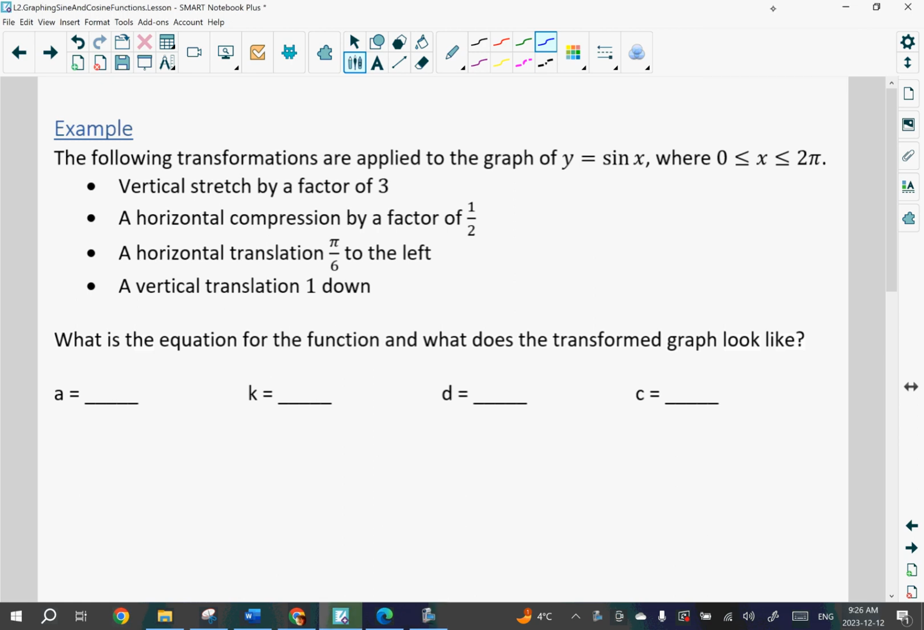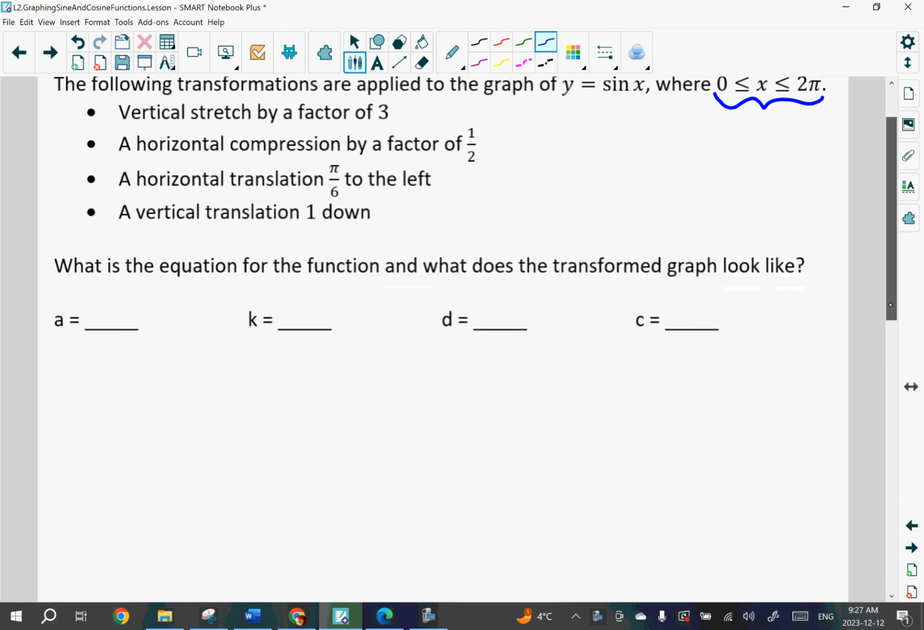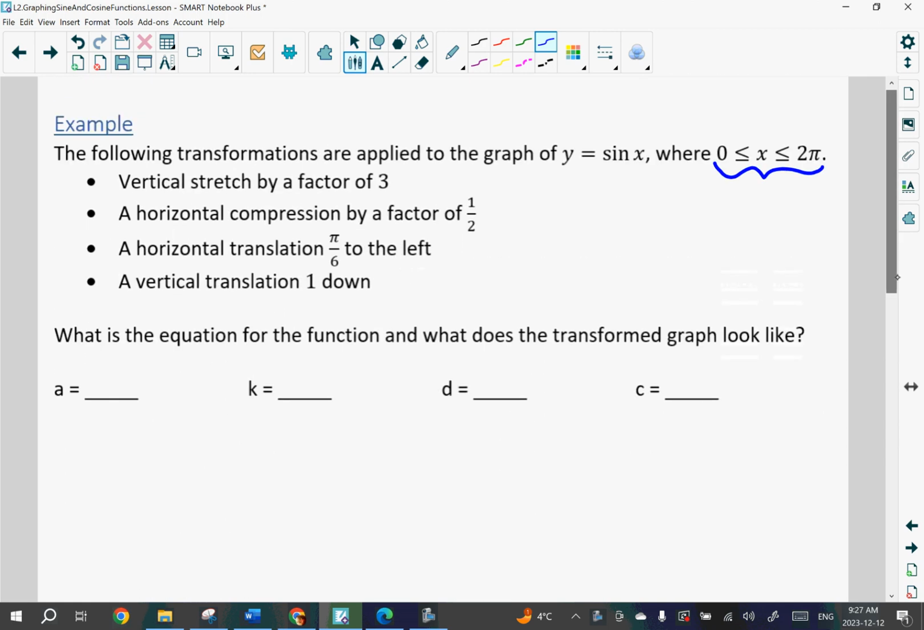Okay, so for this one, we are going to be applying different transformations to the graph of y equals sine x, and we are going to see how the graph is transformed. Now, this might represent one full cycle. It might not, depending on what the transformations require. Okay, vertical stretch by a factor of 3. That's going to change your amplitude.